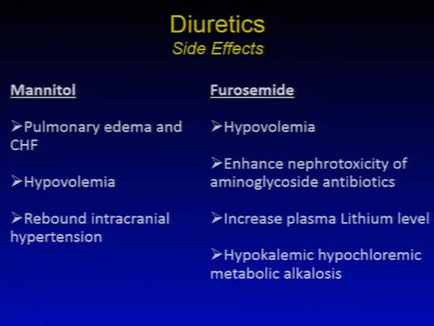It is important to note that if mannitol is given in a rapid fashion, it can precipitate pulmonary edema and CHF. If given excessively, it can cause hypovolemia due to excessive diuresis. If you have disruption of the blood-brain barrier, it can cause rebound intracranial hypertension. Furosemide (Lasix) can cause hypovolemia, enhance nephrotoxicity of aminoglycoside antibiotics, increase the plasma lithium level, and has also been implicated in hypokalemic, hypochloremic metabolic alkalosis.